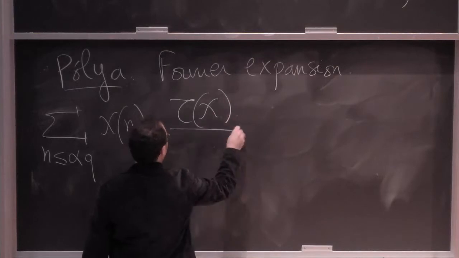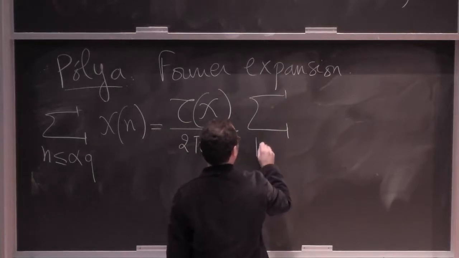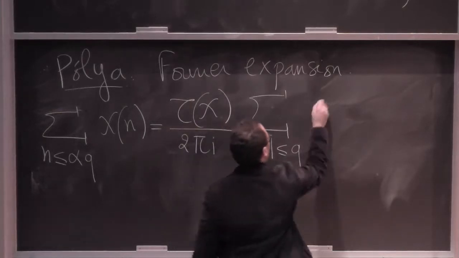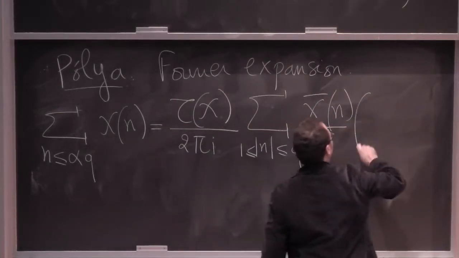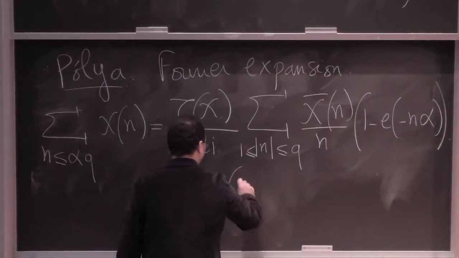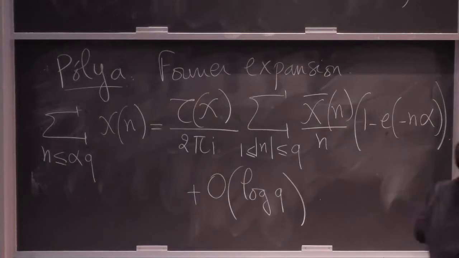So P_a of chi will be the Gauss sum, which I will define. And here you have the sum over n. So I'm truncating the Fourier expansion: chi bar of n over n, times 1 minus e to the minus n alpha. And then there is a small error, log q, a very small one. Now, as we saw before, in many talks, and particularly in Philippe's talk, e of x will be simply the exponential of 2 pi i x.